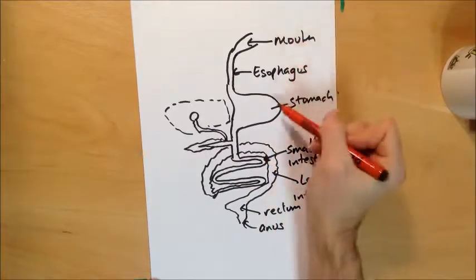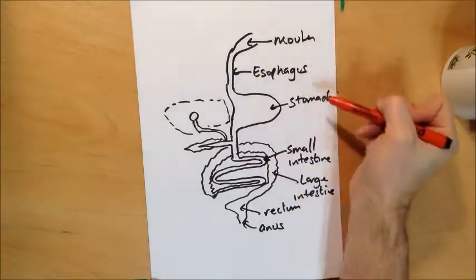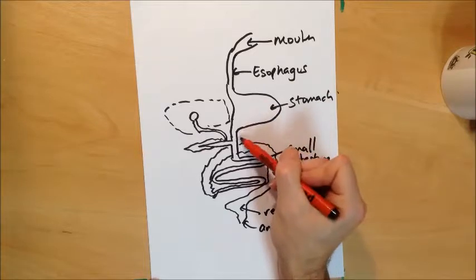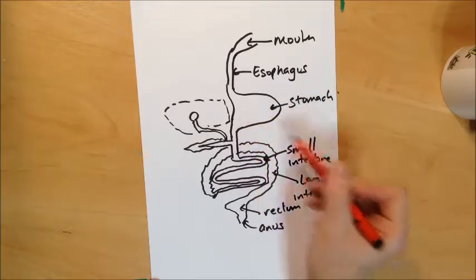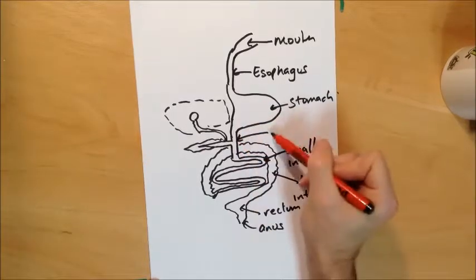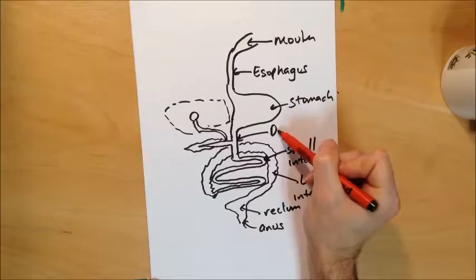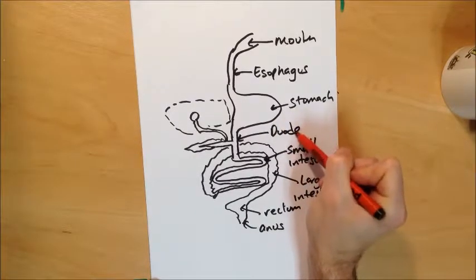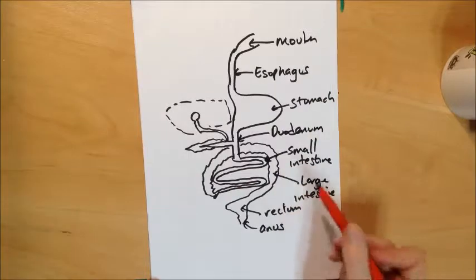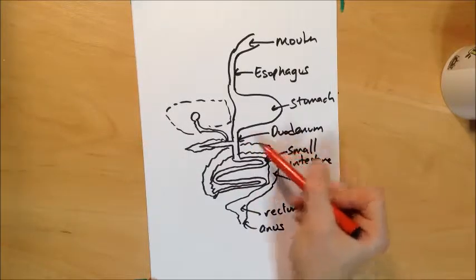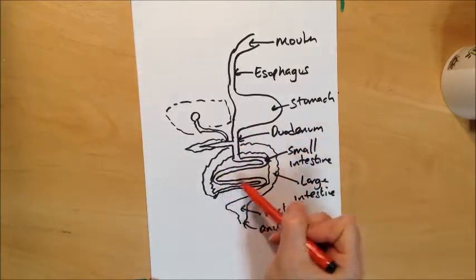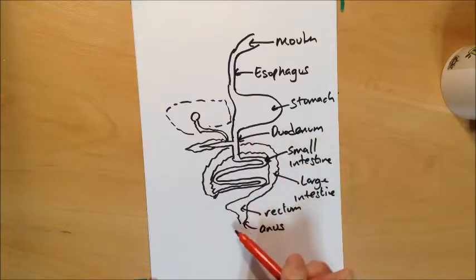The food actually passes through those organs: mouth, esophagus, stomach, small intestine. The first 15 centimetres of the small intestine are quite important, and we call those the duodenum. We'll come back to that part of the small intestine a bit later. And then you've got the rest of the small intestine, and then the large intestine, and then rectum, anus.